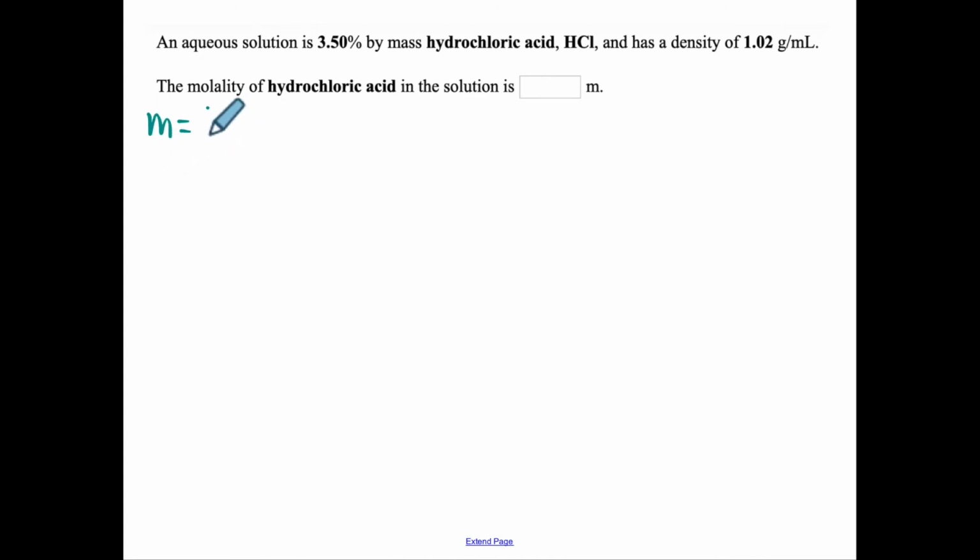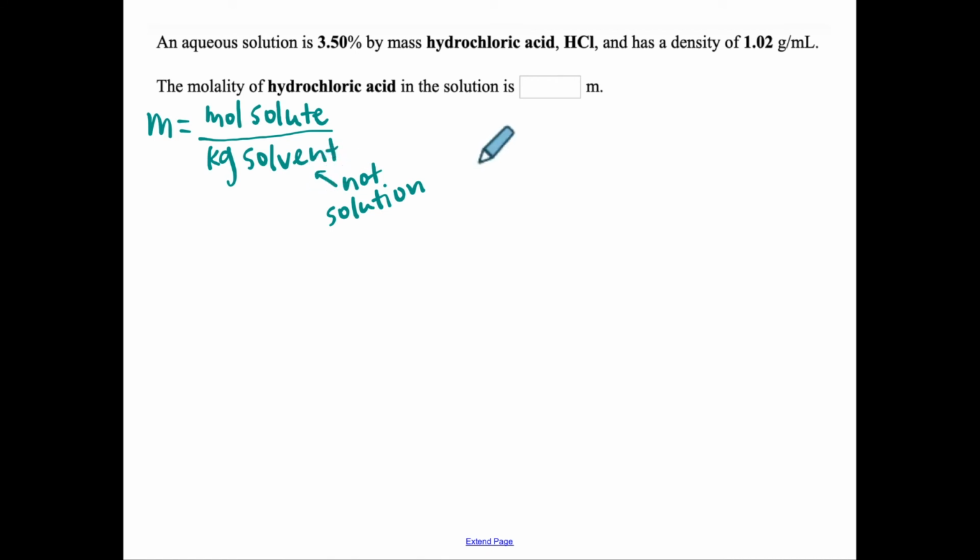For this problem, we want to find the molality of hydrochloric acid. The molality formula is moles of solute divided by kilograms of solvent. Okay, and a reminder that solvent is not the solution. It's just the water. Our molality is equal to some number of moles of HCl that we don't know yet divided by some number of kilograms of water. Okay, so we need to find both of these things.